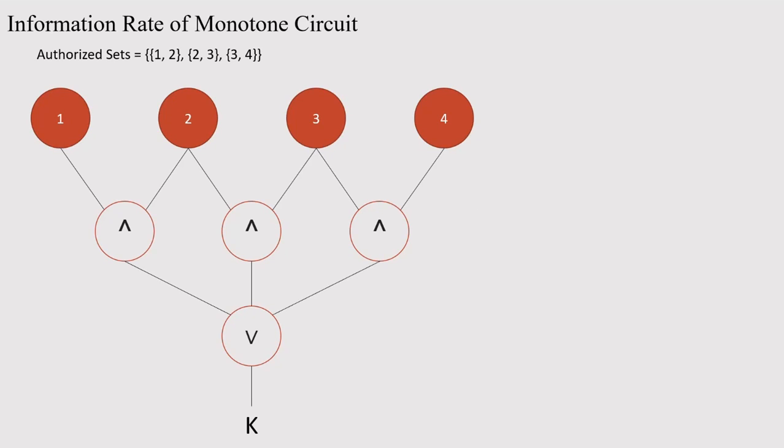It's pretty easy to look at a representation of a secret sharing scheme as a circuit and find the information rate of it. For this example, our authorized sets are 1 and 2, 2 and 3, and 3 and 4. And the number of bits in the key are represented as the wires going to each participant. So 1 has 1 wire going to it, it gets 1 bit of shares, and our key is 1 bit long, presumably. 2 gets 2 shares, and our key is 1 bit long, so its information rate is 1/2. 3 is also 1/2, and 4 is 1. The minimum of all these values, or the total information rate, is 1/2.